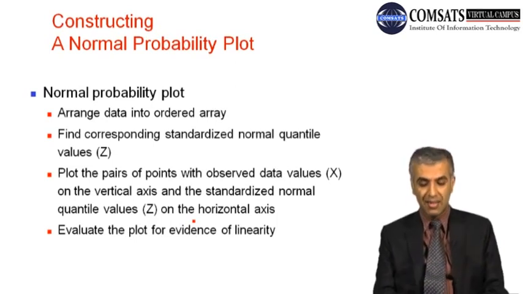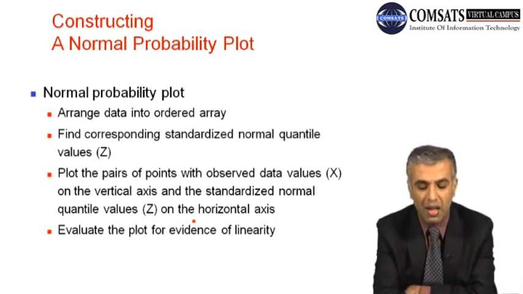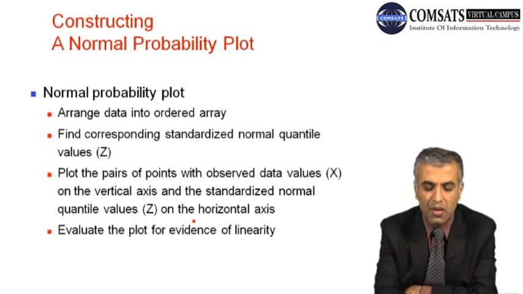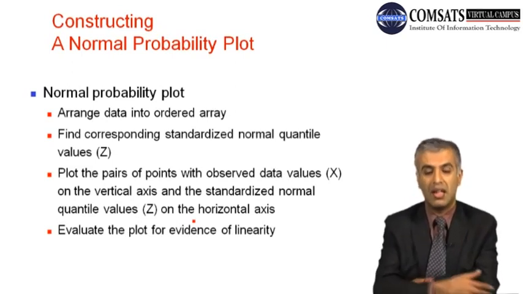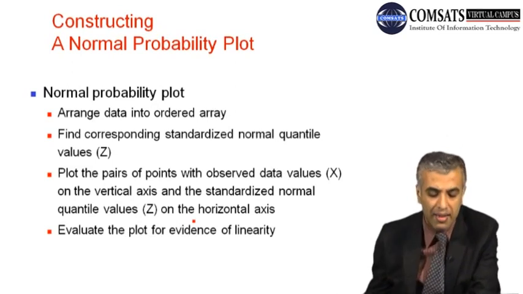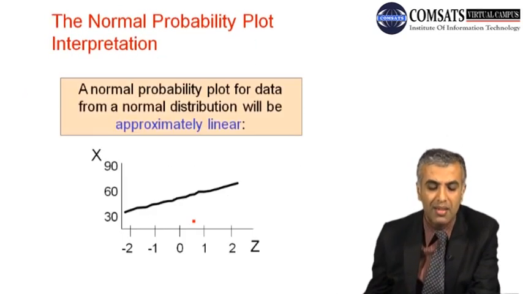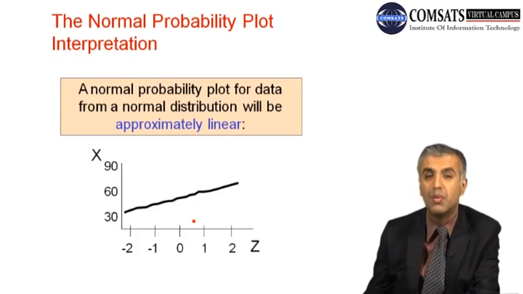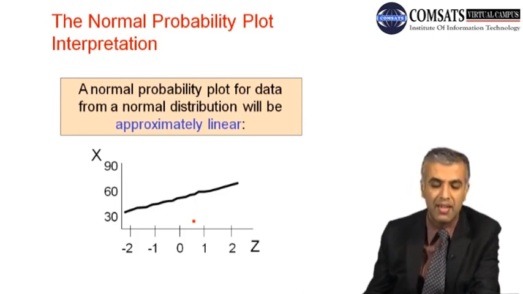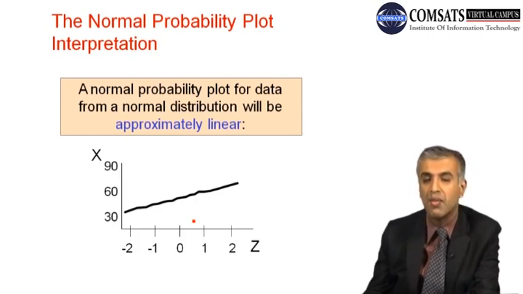So in this case, the observed data values are plotted along with the standardized normal quantile values, and then we see whether we are dealing with a straight line. So here you can see this was a typical example which we went through in previous lectures, and how and when they are termed linear and when they cannot be termed linear.